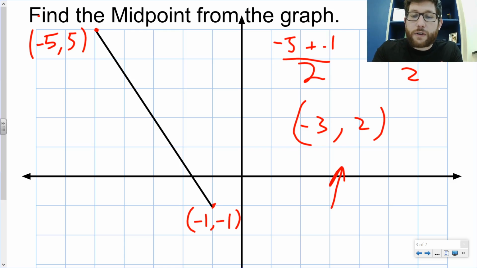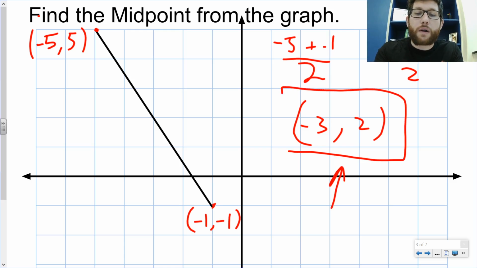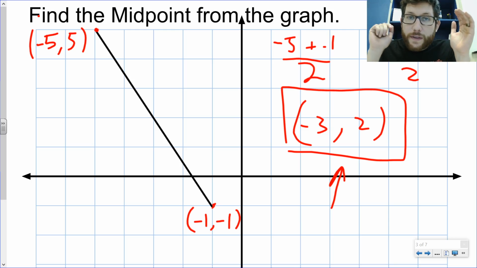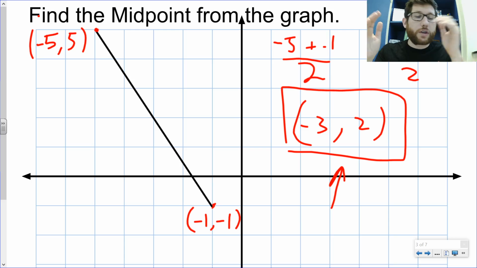Now, if you have to type in your answer, it's important that you get all of these pieces. It's a point, so that means I need to get both parentheses and the comma. If you don't get those, it doesn't count as a point. So you need to do parentheses, x value, comma, y value, parentheses. So make sure you get the whole thing.